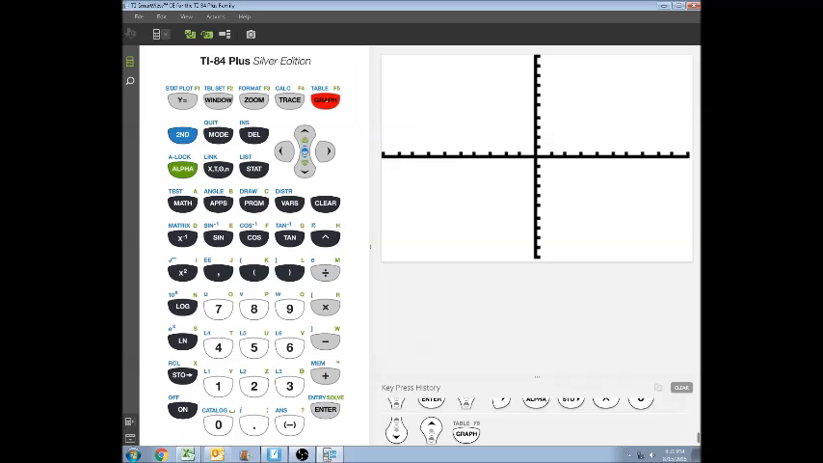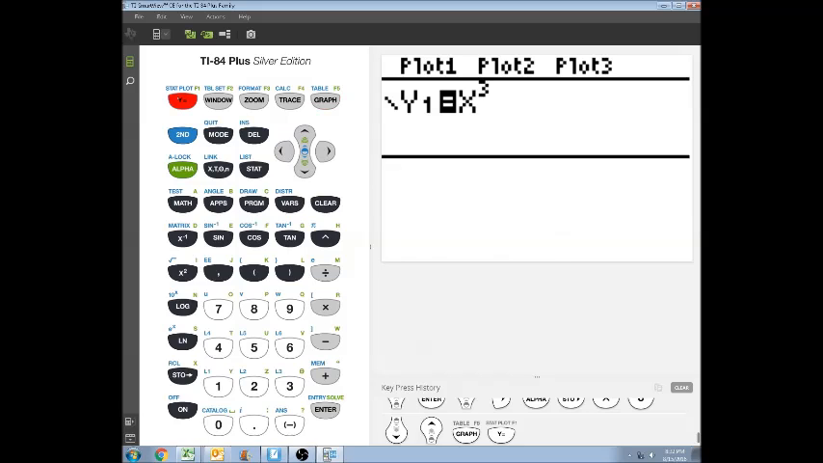I'm going to hit graph to take a look at what would happen. So here, this is what's known as a cubic graph. It's going to have two different legs, one in the lower part of our graph and one in the upper part of our graph. Those are always going to be opposite of each other like that. Okay? So let's go ahead and go back here.